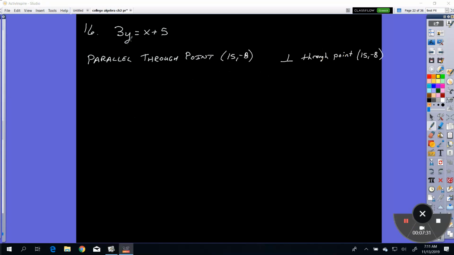So on 16 it says create an equation of a line that's parallel to this given line and create another one that's perpendicular to this given line that go through this given point. So the first thing I want to do, if it's parallel to my first line, is figure out what the slope is. So to get slope, I need it to be in y equals mx plus b. So I divide everything by 3. And all that I'm worried about is the coefficient that's with the x. So 1 divided by 3 is my slope.